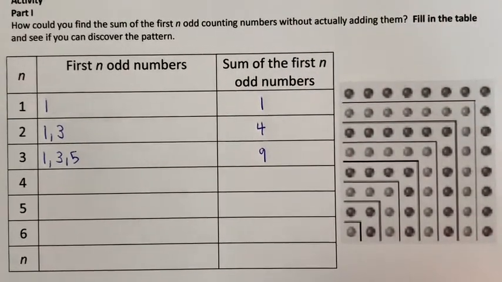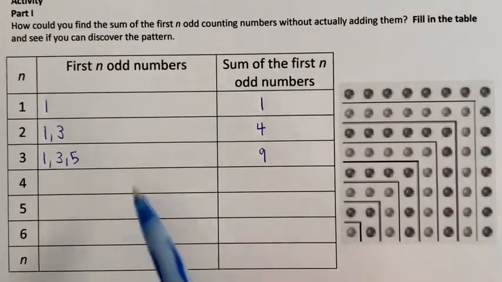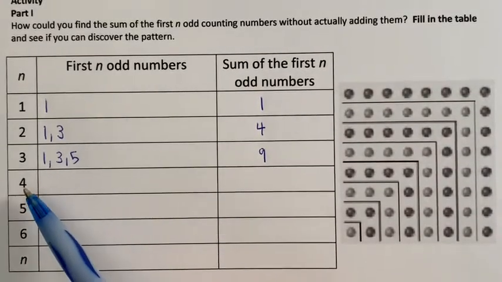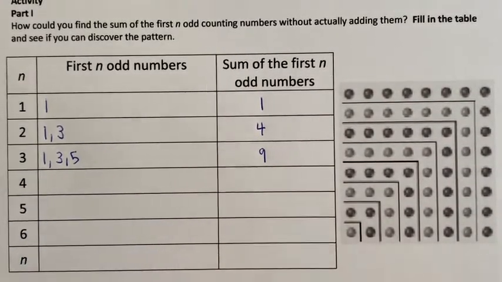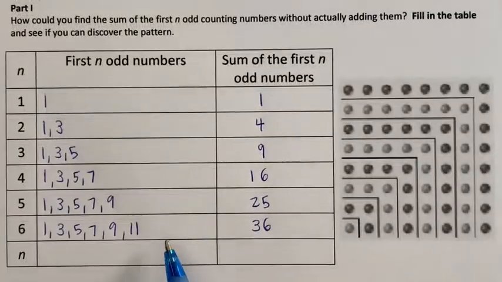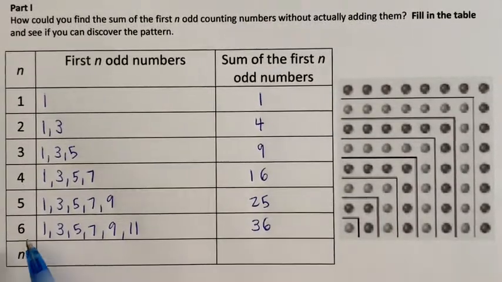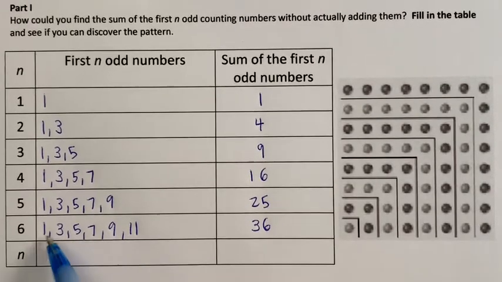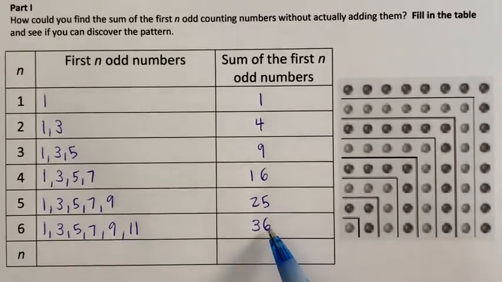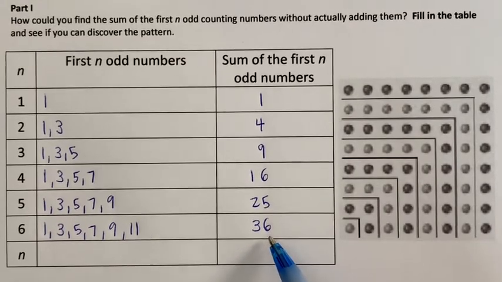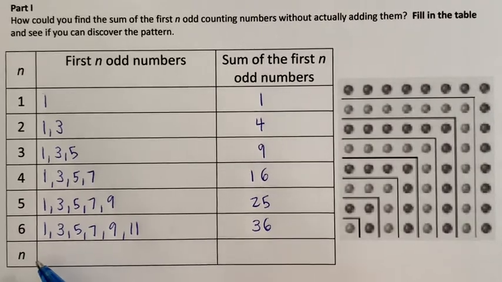So at this time, I'd like for you to pause the video and finish filling in the table for our first 4, 5, and 6 odd numbers. All right, here's what I came up with in my table. And you can see for n equals 6, I listed my first 6 odd numbers. When I added up these 6 numbers, I got a sum of 36. I could continue filling out my table when n equals 7, 8, 9, etc.